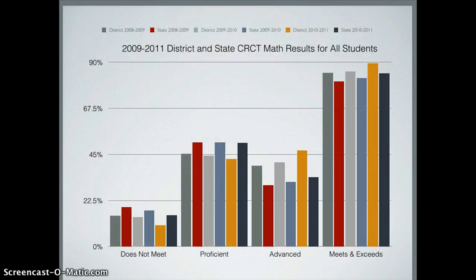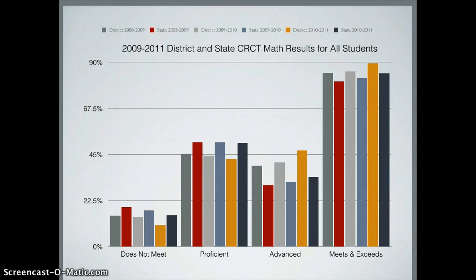Here we're looking at the 2009 to 2011 district and state CRCT math results for all of our students. Each set of bars represents the district or the state and how the students achieved on the math section of the CRCT. So we have does not meet, those students did not meet. We have proficient, advanced, and meets and exceeds.